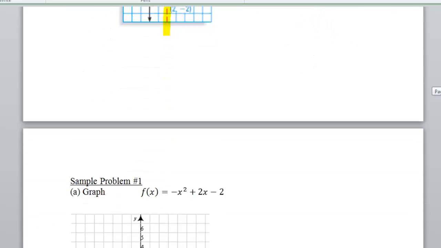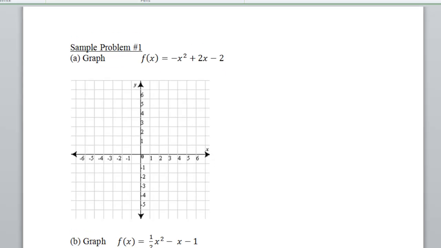So let's look at the next one. Hopefully you've taken the opportunity to do these 2 problems by yourself already.